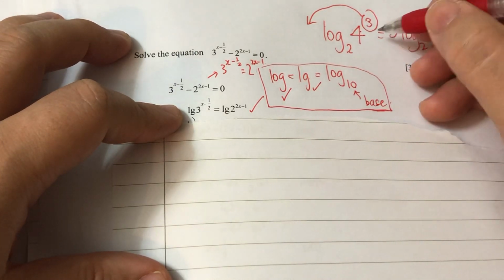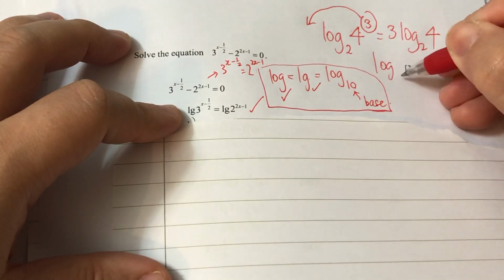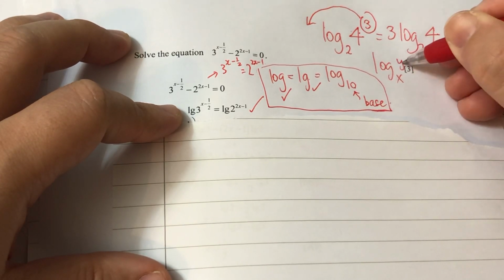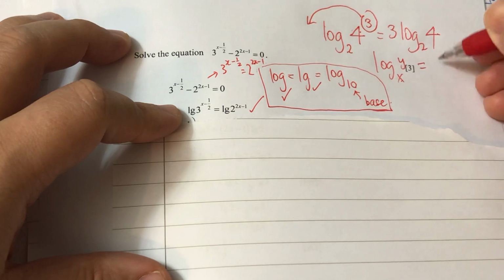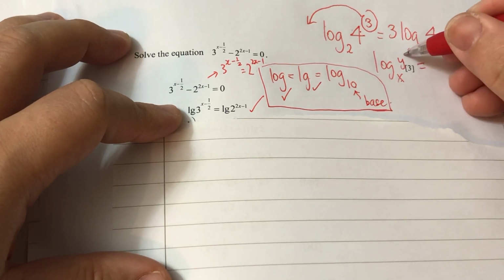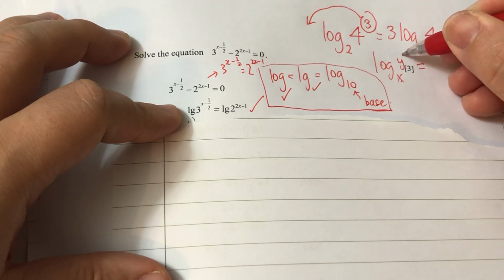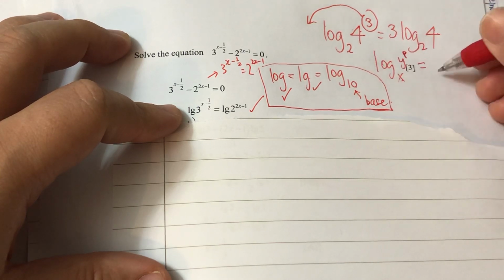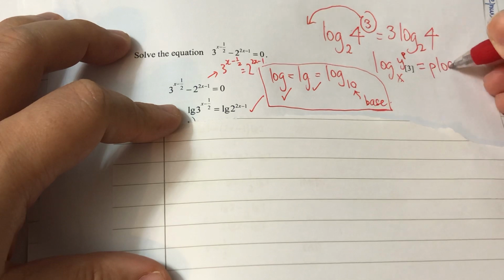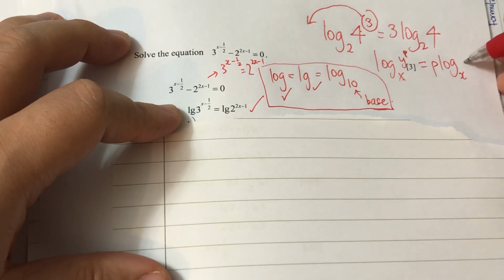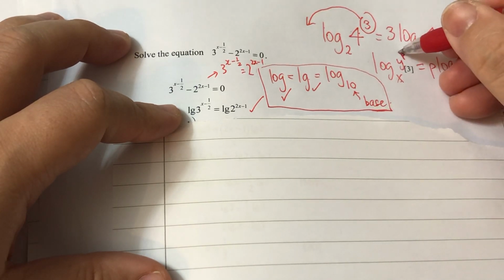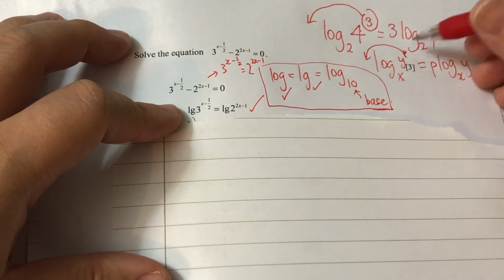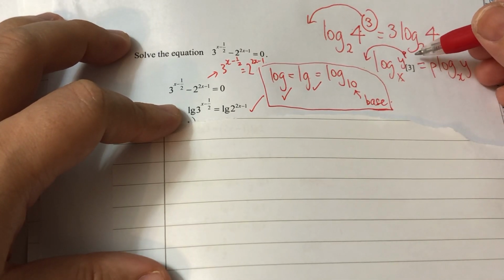Very simple one. I give you an example. Let's say I have log of y to base x, and this to the power of, let's say, p. This power, I can actually put right in front of the log. Everything else remains the same. I just bring this power down to the front. That's all. So you must know this, what we call the power rule.